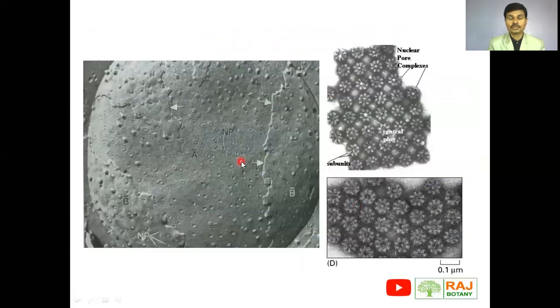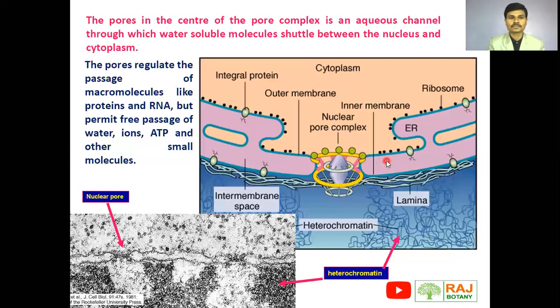This is an actual electron microscopic picture of the nucleus. So we can see the numerous nuclear pores, and if we focus more on those nuclear pores, here we can see the nuclear pore complexes, which are actually hexagonal ring-like structures. The pores are in the center of the pore complex.